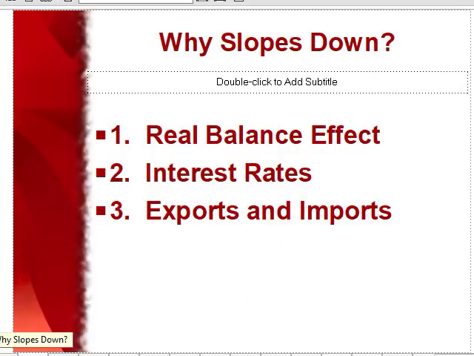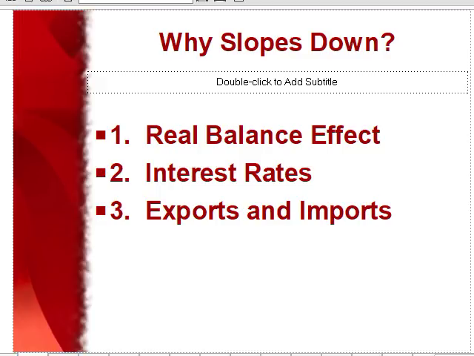Why does it slope down? It slopes down for 3 reasons. Reason number 1 is something that we call the real balance effect. And this is simple. Your pay goes down, but what you have in your savings doesn't.